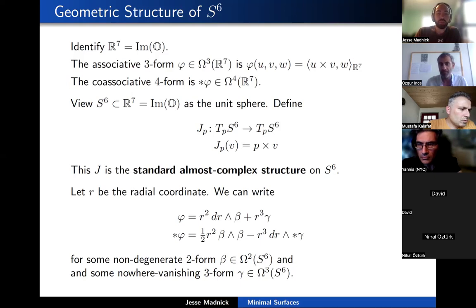Okay, so let r be the radial coordinate on R7. We can write the 3-form phi in this form, it turns out, and we can write the 4-form like that. And here beta is a non-degenerate 2-form, and gamma is a nowhere vanishing 3-form. It turns out that beta is essentially, I hesitate to call it a Kähler form, it's not closed, but it is essentially the Kähler form corresponding to the round metric and J. So it's a type (1,1) non-degenerate form. And gamma is sort of like a special Lagrangian form, so to speak. Right, but of course it's not parallel.